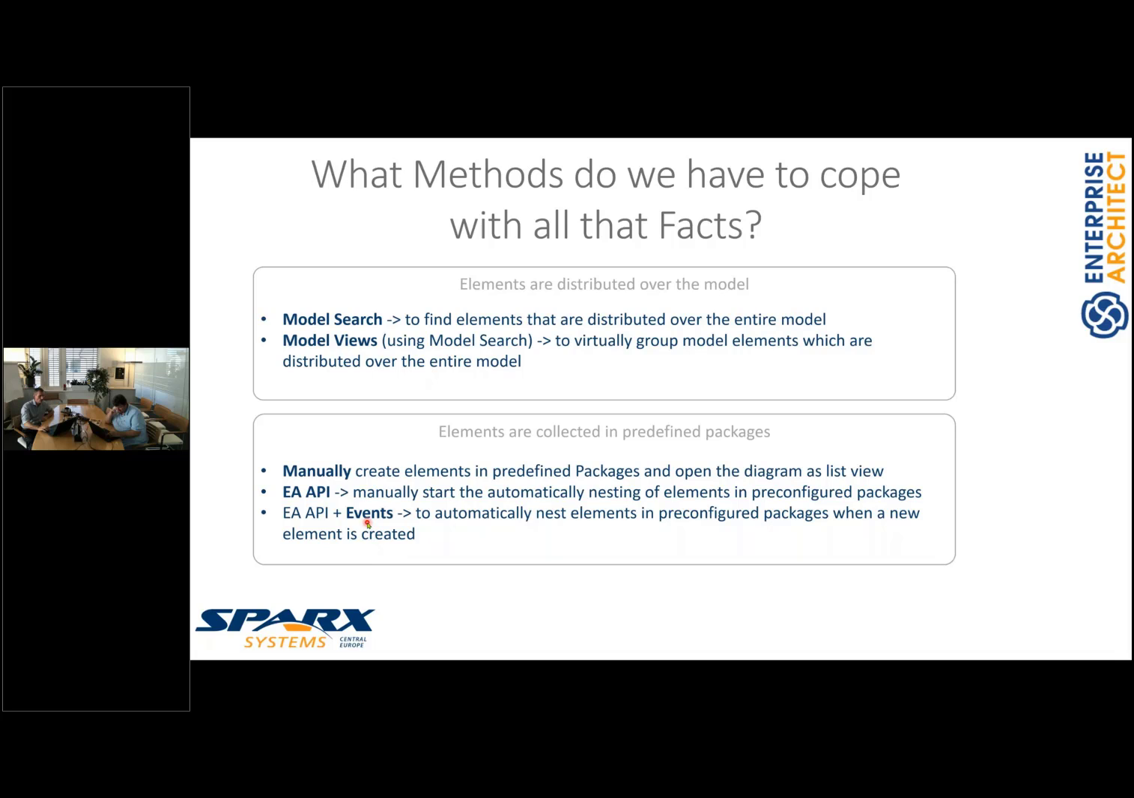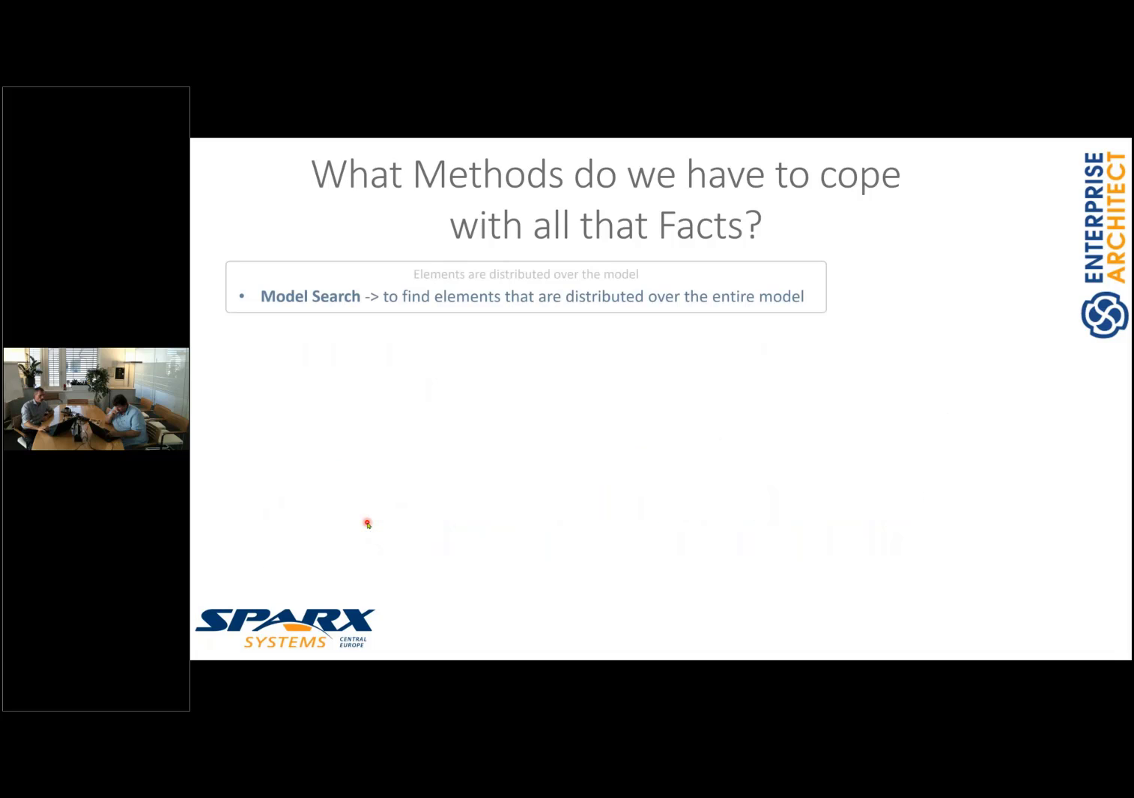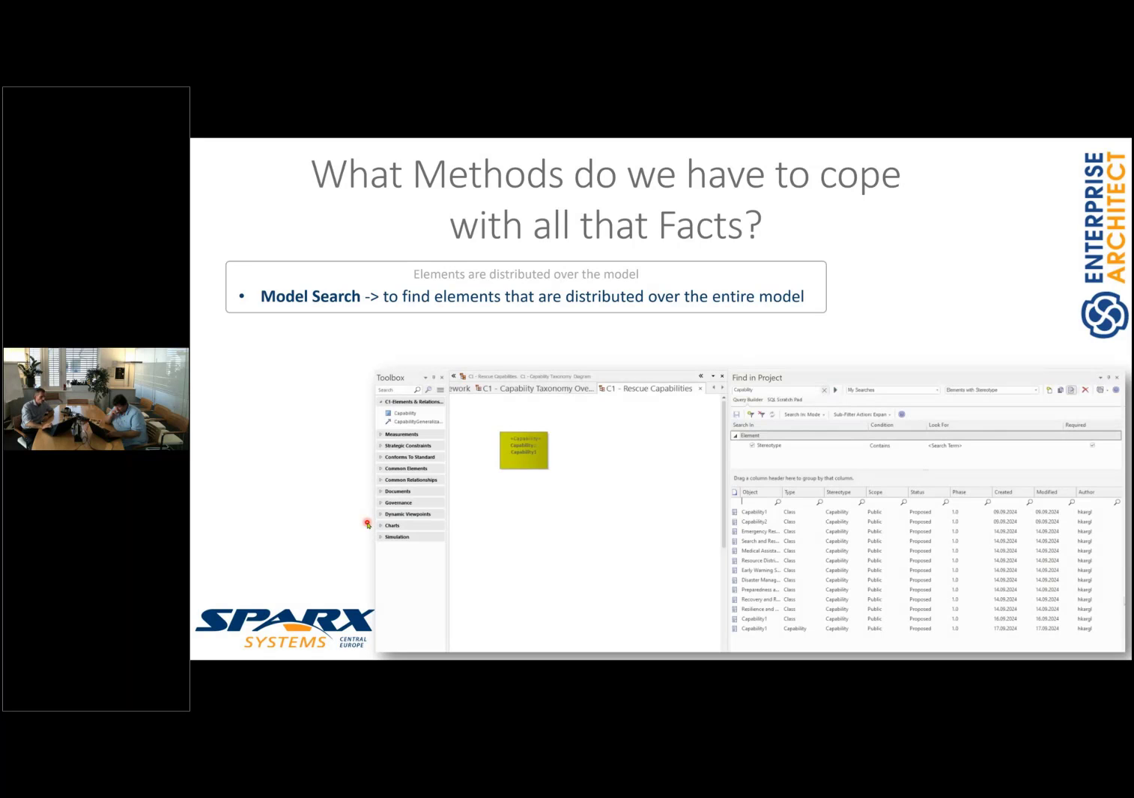Okay, model search, quick wrap-up introduction. This could be an approach. We don't care where the model elements live in the project browser. We just open the model search. We have a predefined search. In this case, I have defined a search element by stereotype. So then I can type capability, then I get a list of all the capabilities in my model.